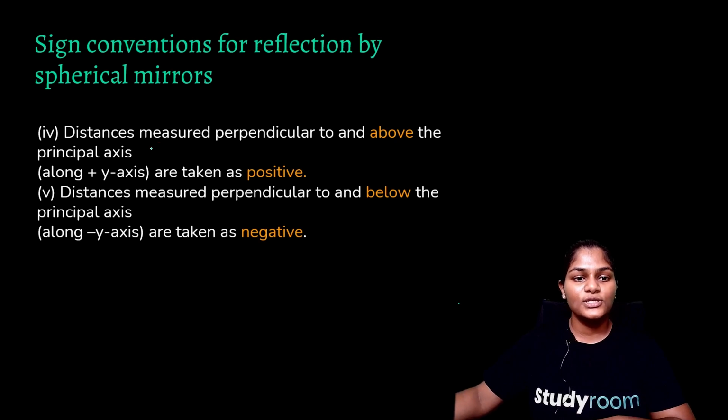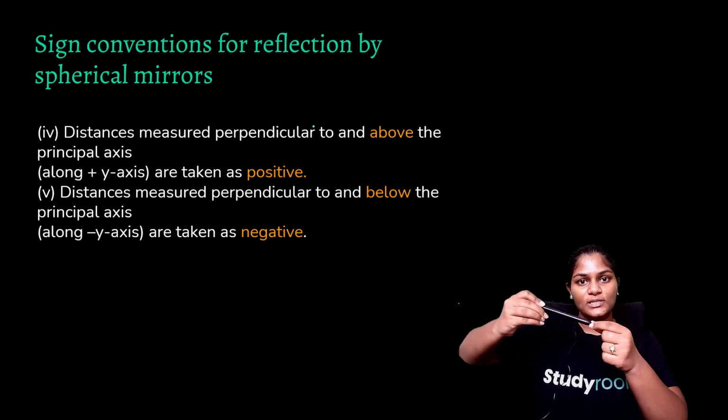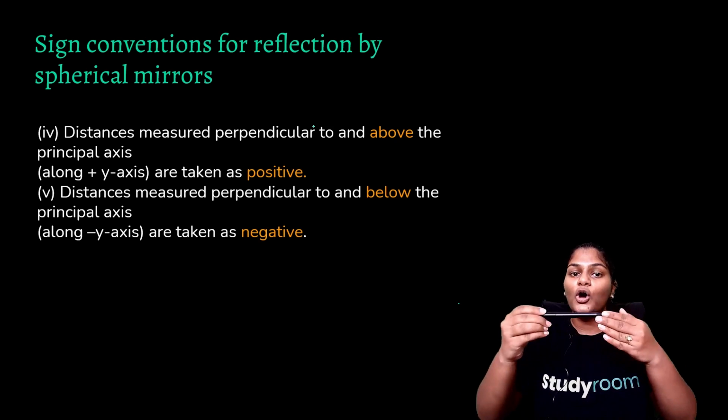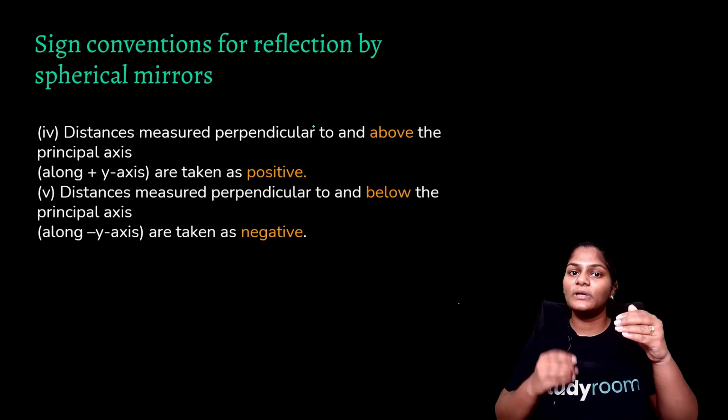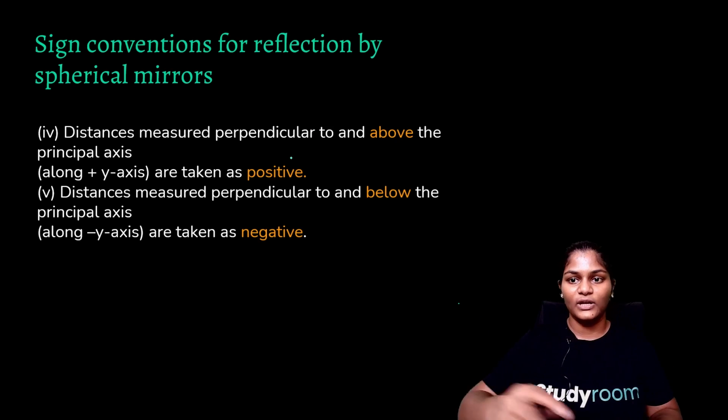Next it says distances measured perpendicular to and above the principal axis are taken as positive. Similarly, like I told you, like the Cartesian coordinate, all distances above the pole or above the principal axis are positive. All below the pole or below the principal axis are negative. Okay, this we have done already.